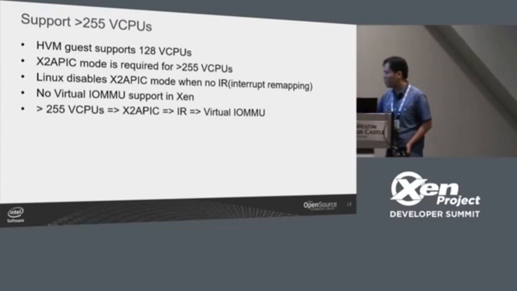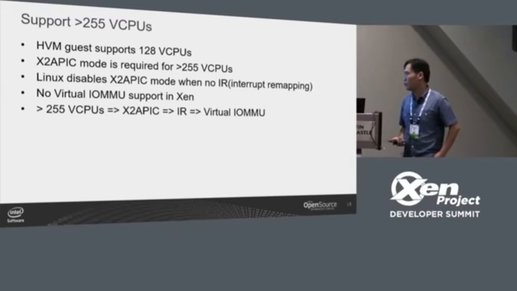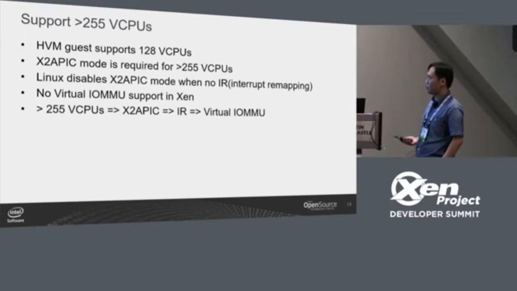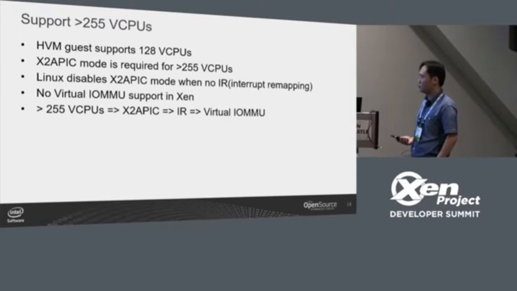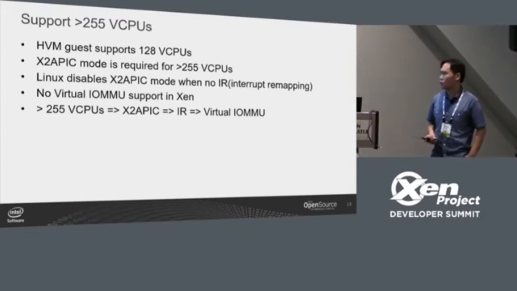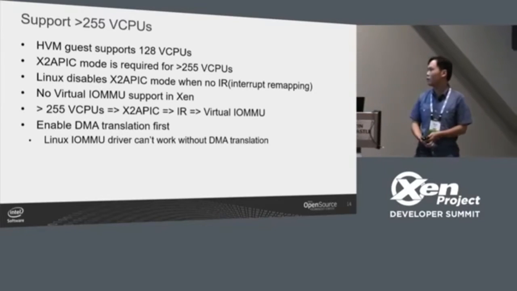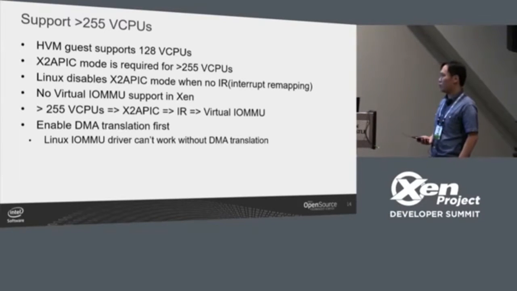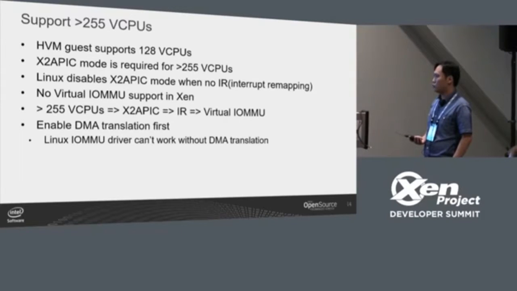So the dependency chain looks like this. We need x2APIC, the IRQ remapping function, and the virtual IOMMU. There is another driver dependency. Linux IOMMU drivers cannot work without DMA translation. They will fail to probe if there is no DMA translation function. So we need to enable that first and then the IRQ remapping.